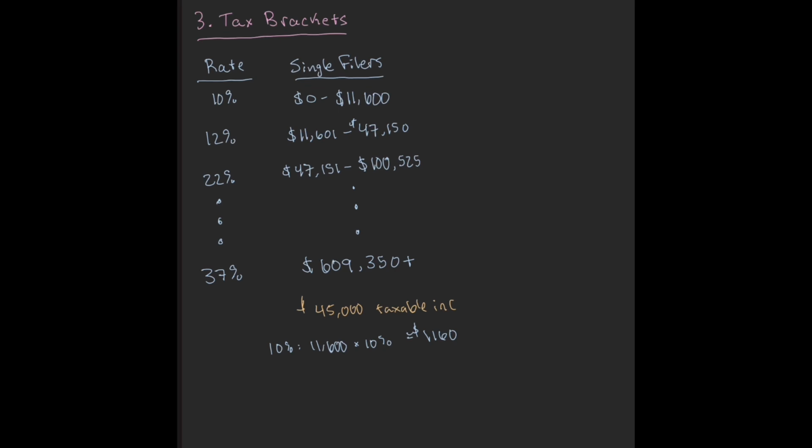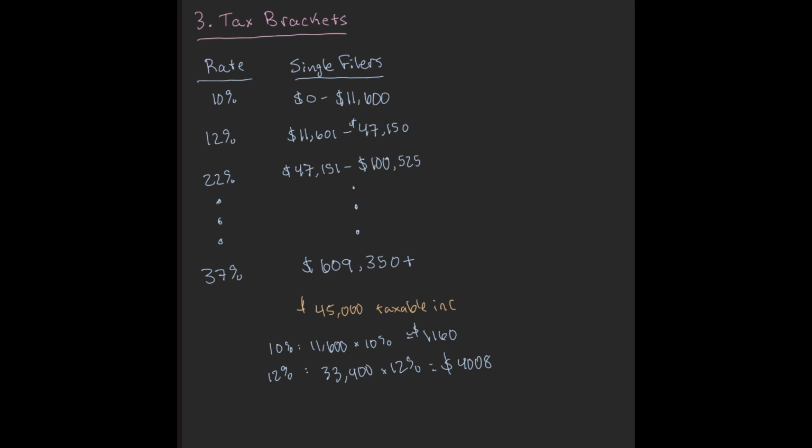We have more money to be taxed on. That bucket is going to be the 12% bucket. So we have the remainder, $33,400 times that 12%. 12%, that's going to give us $4,008.